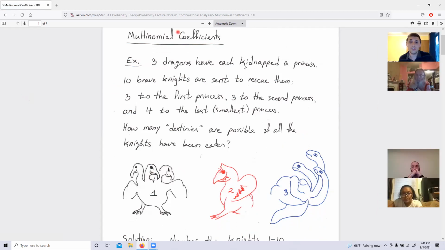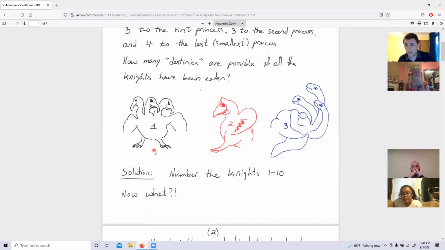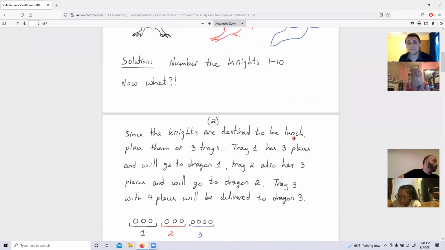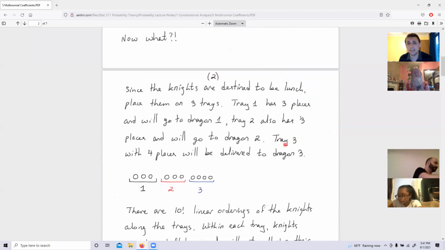The question is, of course, how many choices are there to send knights to the dragons? In other words, which of the 10 knights go to dragon 1, which of them go to dragon 2, which go to dragon number 3? And we can solve this problem as follows. Because the knights will be eaten, we can imagine that they are served on a plate. Do you see, the black plate labeled 1 will have to contain 3 knights. The red plate labeled 2 contains 3 knights, and the last blue plate has to contain 4 knights.